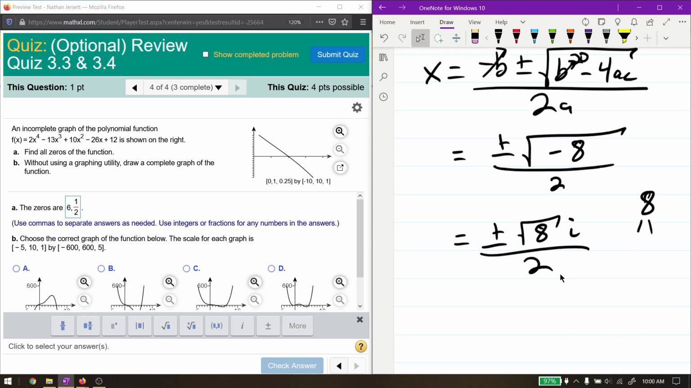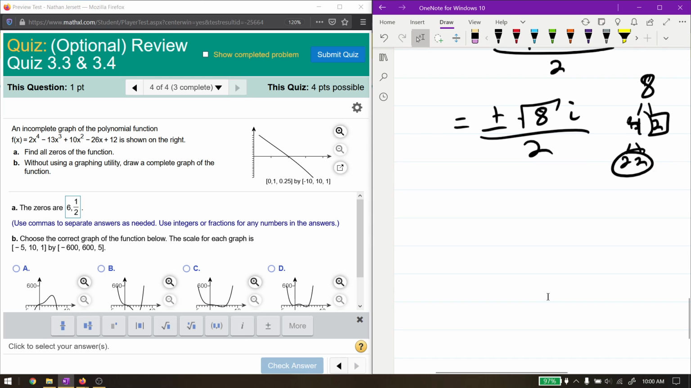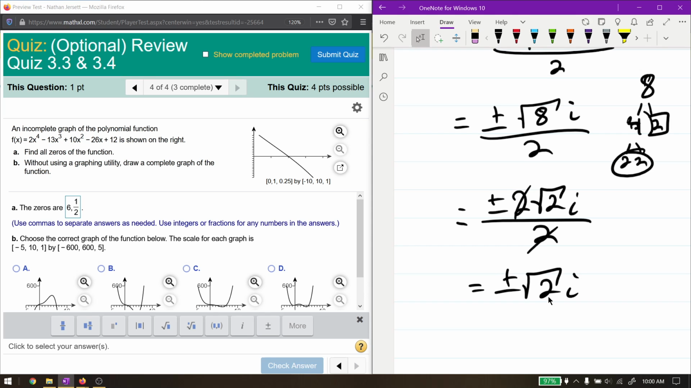And 8 is 4 times 2, which is 2 times 2 times 2. I have a pair of 2's and a 2 that remains on the inside from simplifying that radical. 2 root 2i over 2. Of course, the 2's cancel. This gives us plus or minus root 2i. So those are the two complex zeros we have here.